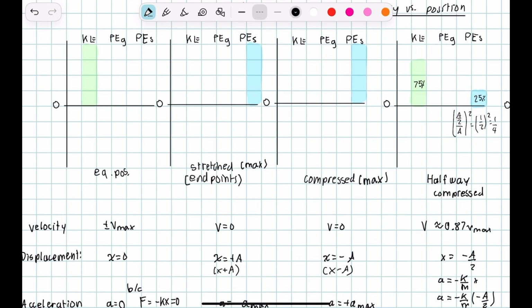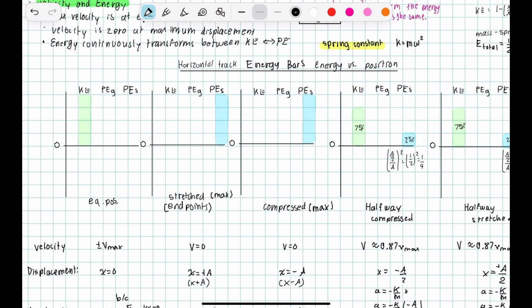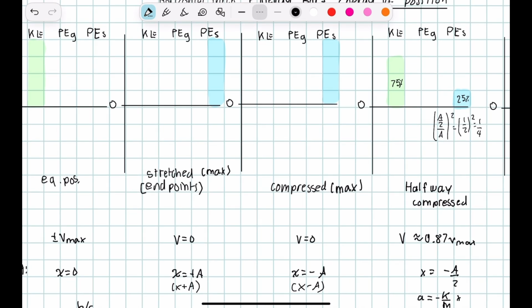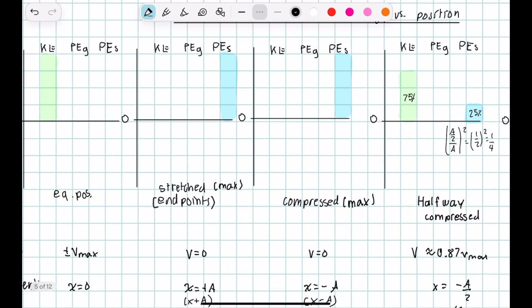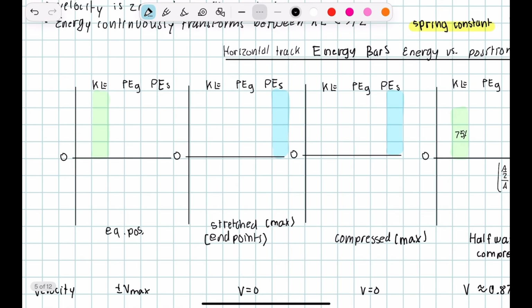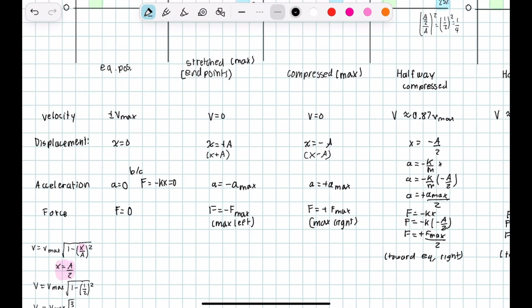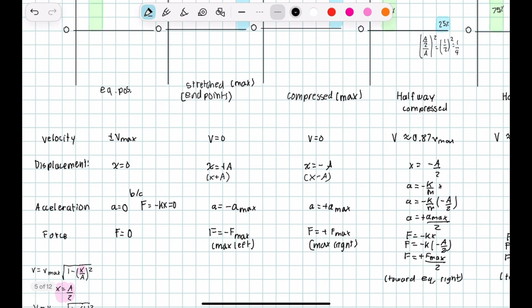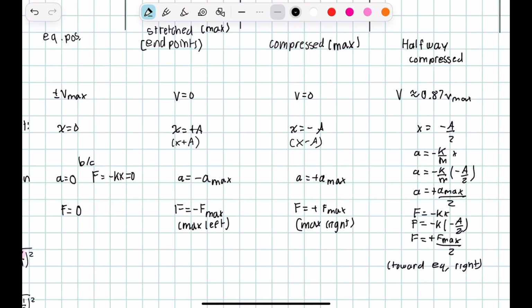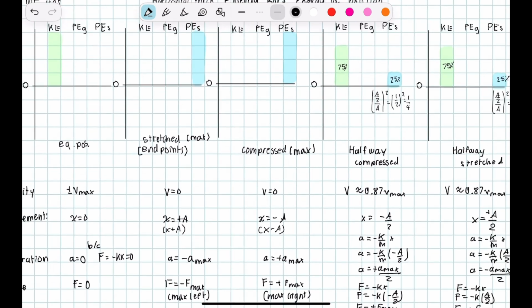Now moving on to a stretched spring. At its max, all the energy will be converted into potential. So what we will see in all of these is that mechanical energy is going to be conserved. We can see the velocity will be 0, the displacement will be positive A, which is the amplitude. The acceleration will be the maximum, and the force will be the maximum as well here.